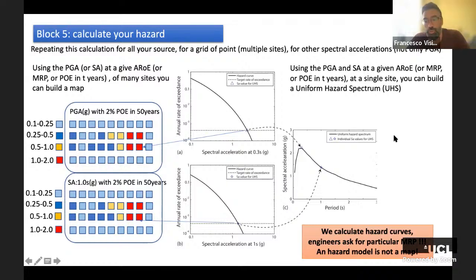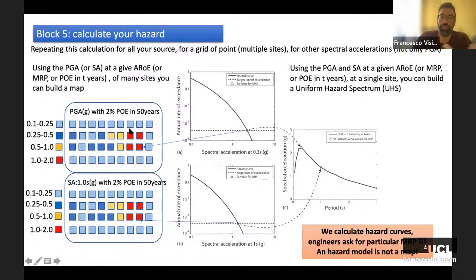be exceeded. So to conclude, I hope you basically have an idea of how we can calculate hazard curves, what the problems are, why we need to take care about the probability density function, and basically that when we calculate hazard, we calculate hazard curves. Then engineers or building codes ask for a particular mean return period or probability of exceedance, and that the hazard model is not a map.